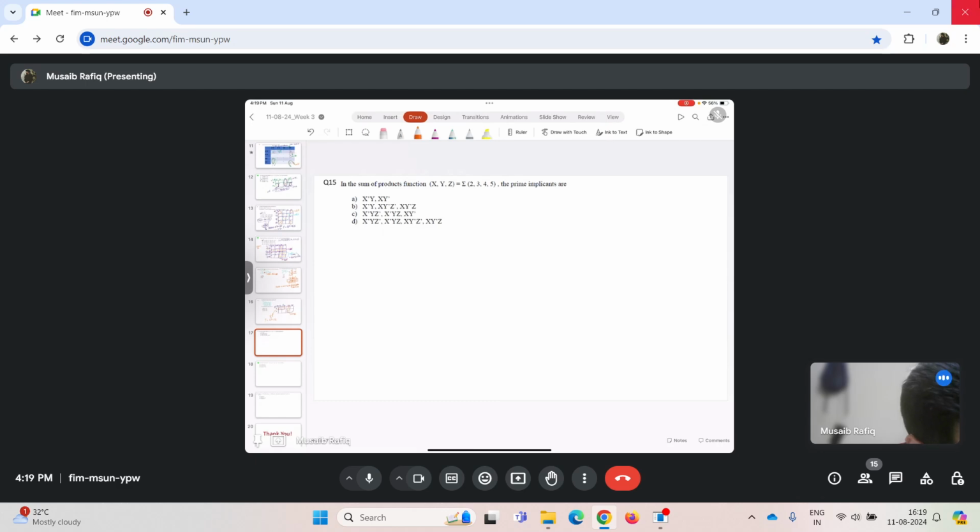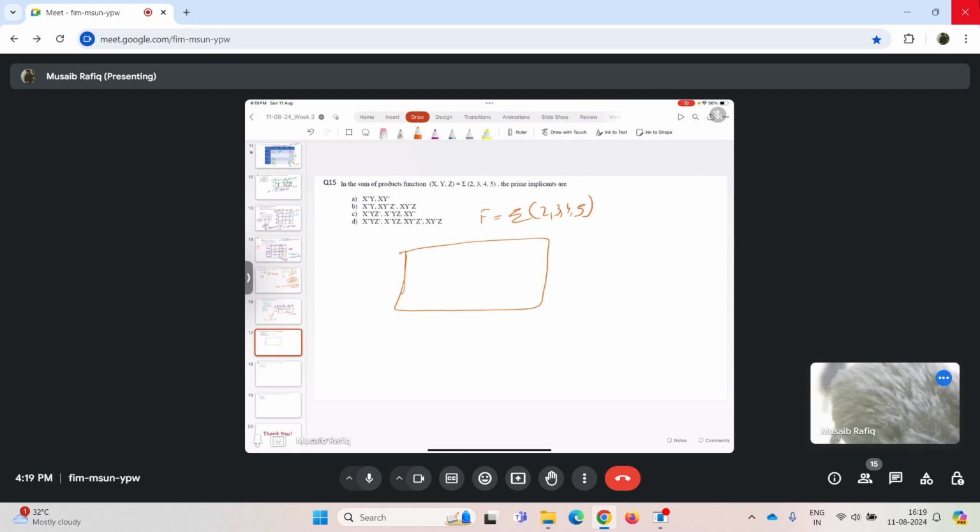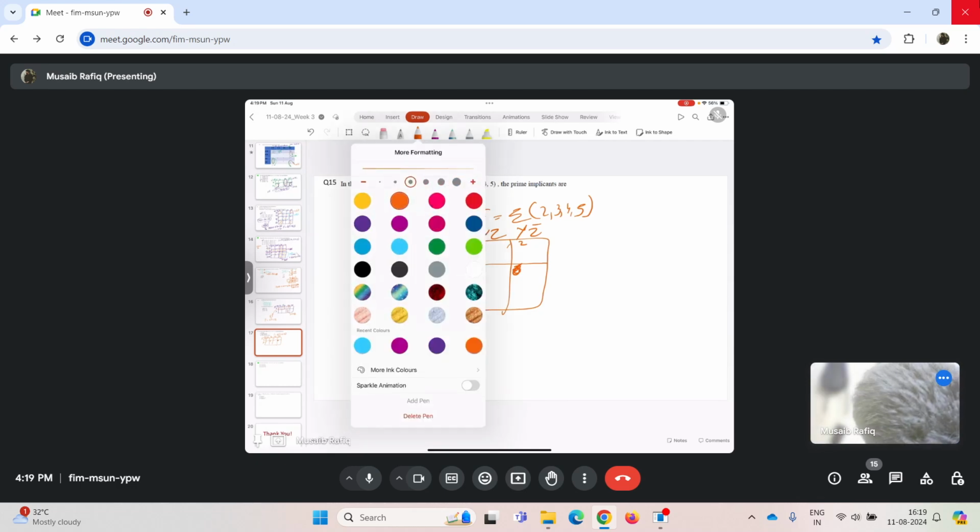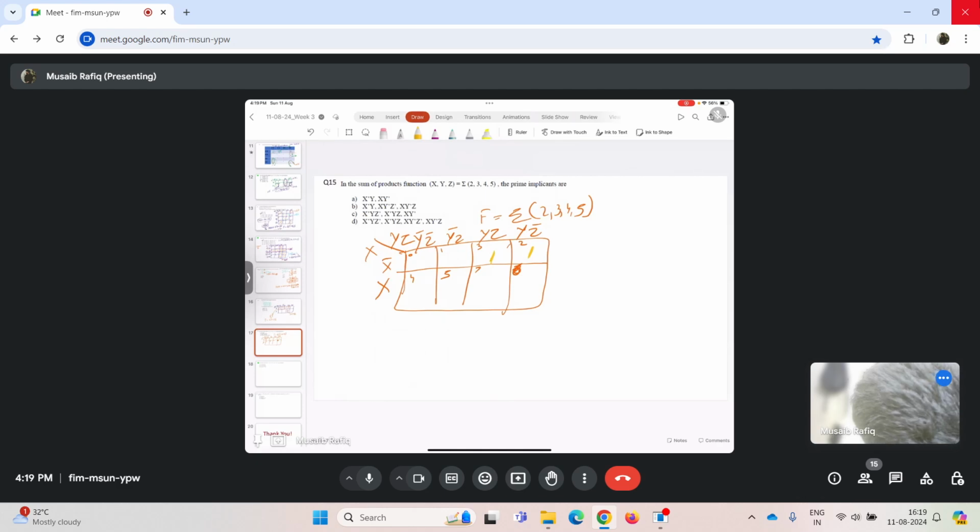So we have this question: in the sum of products x, y, z, sum of minterms 2, 3, 4, 5, the prime implicants are. So f is equal to sum of minterms 2, 3, 4, 5. Three variable function. So we'll have this polynomial. So this will be x, this will be yz. So this is x bar, x, y bar z bar, y bar z, yz and yz bar. 0, 1, 3, 2, 4, 5, 7, 6. 2, 3, 4, 5.